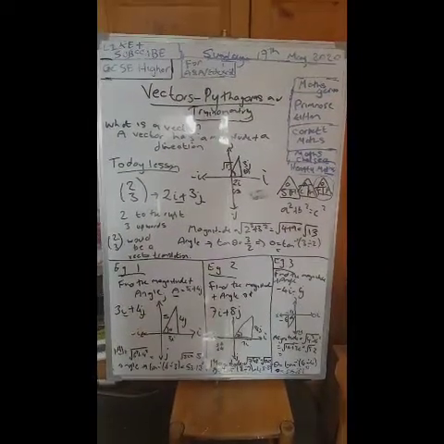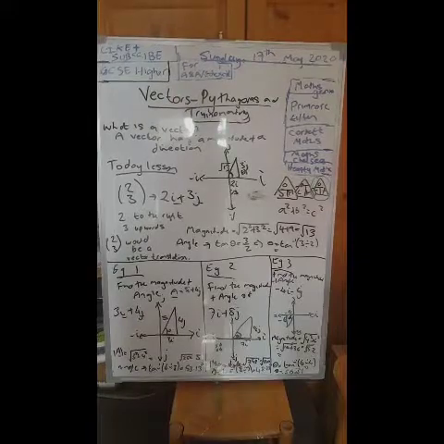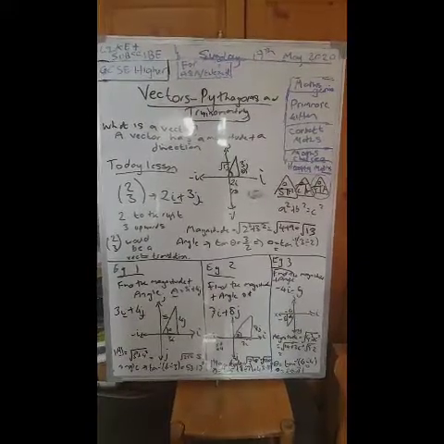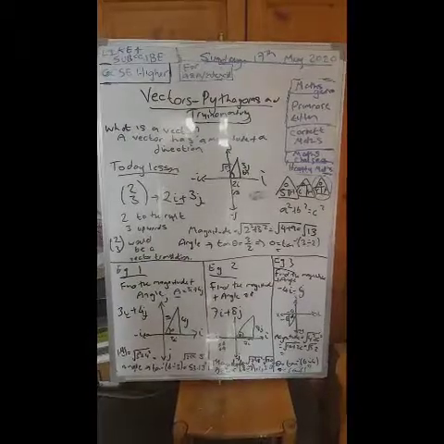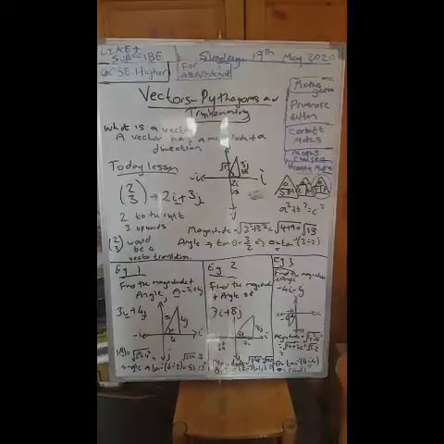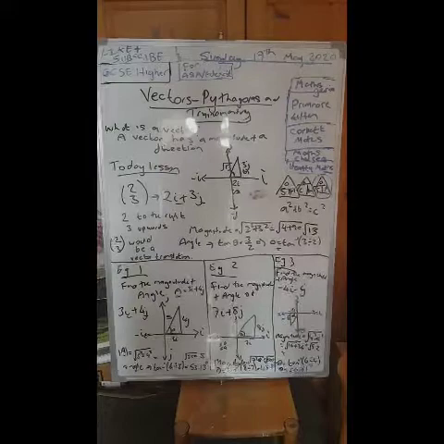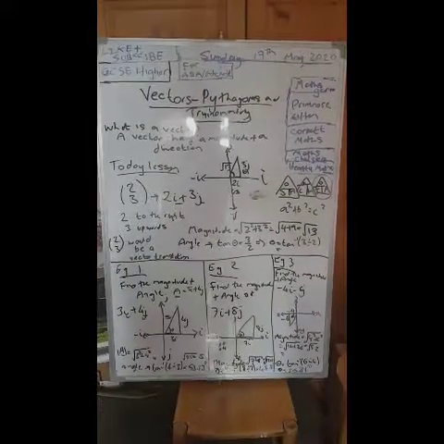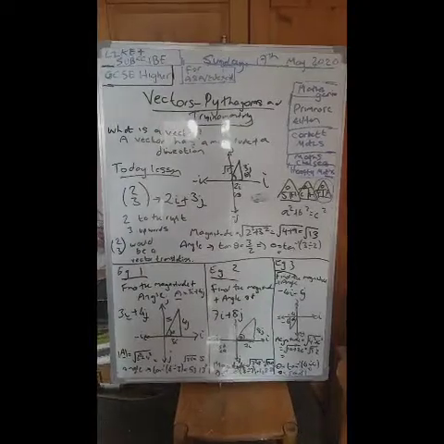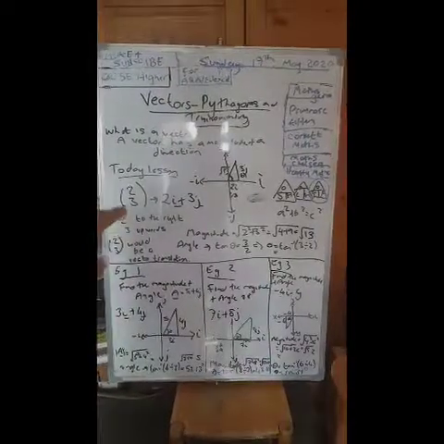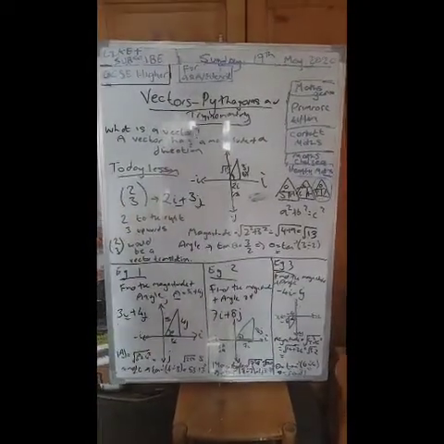Right guys, in today's video we're going to be looking at vectors, but more importantly Pythagoras and trigonometry using vectors. I introduced this idea in the very first lesson, but in today's lesson we will go through 3 examples to work out vectors using the i and j notation and what this vector notation means, okay?